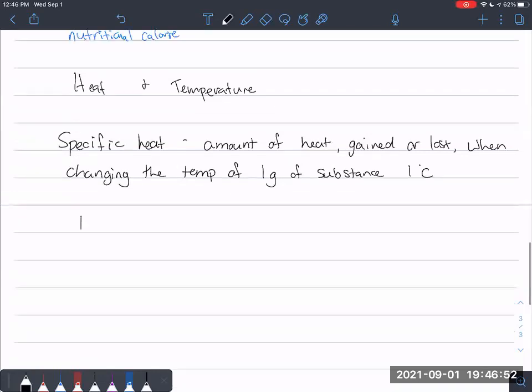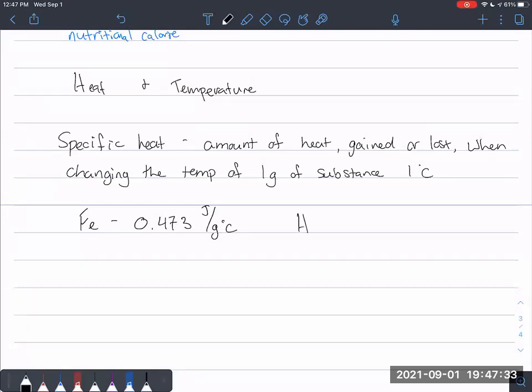Iron has a specific heat capacity of 0.473 joules per gram degree Celsius. So for every gram of iron, it requires 0.473 joules to change the temperature 1 degree. If we're going to increase the temperature, then it's going to absorb the heat. If we're going to decrease the temperature, it's going to release heat.